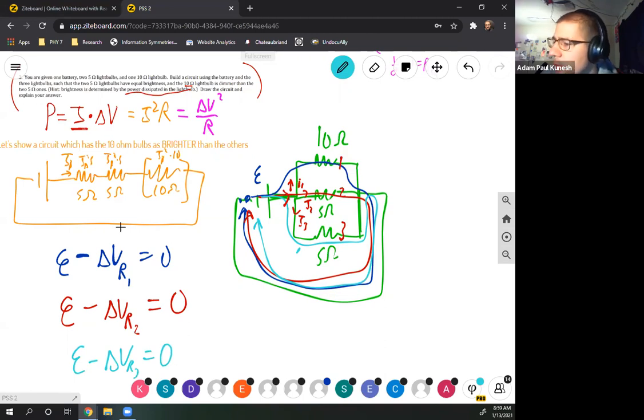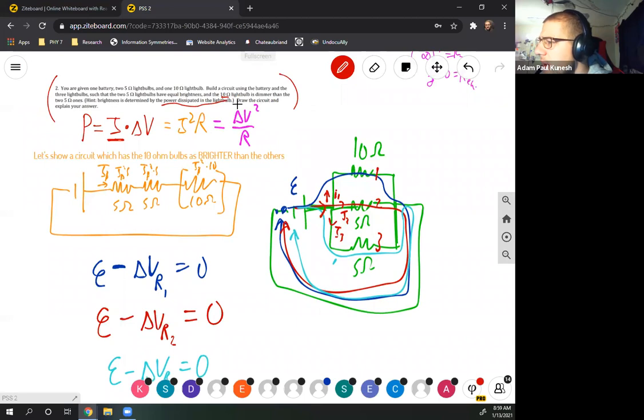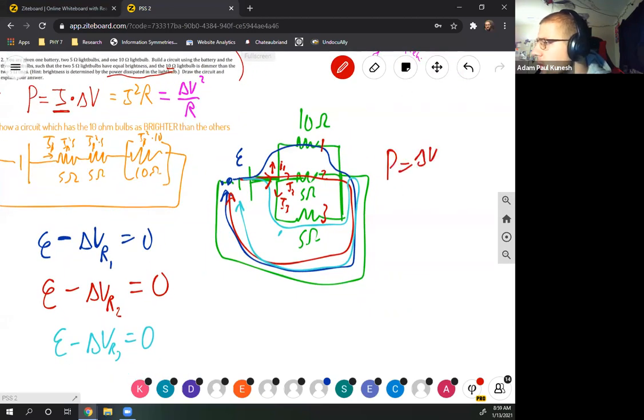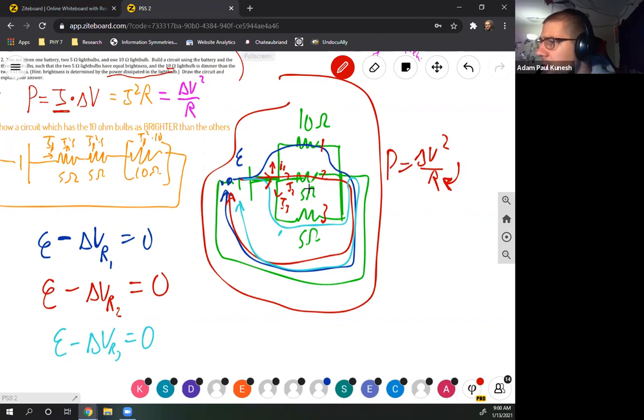So this tells me that each of the resistors now dissipates the same voltage. The power dissipated by each of them, which corresponds to the brightness, is now going to be larger for the 5 ohm bulbs. Why? Because power is change in voltage squared across that circuit element divided by its resistance. So things which have lower resistance in parallel actually dissipate more power. This is an example of a circuit which has 2 bright 5 ohm bulbs and 1 dim 10 ohm bulb.